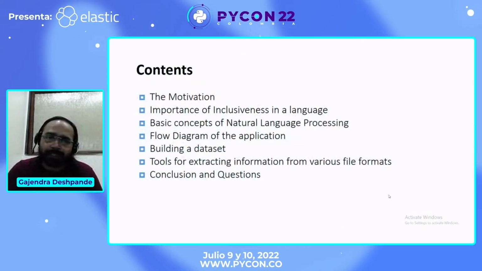Today, I'll be talking on inclusive language and writing using Python. In today's talk, we will discuss the motivation, how I started this project, concepts of inclusiveness in language in our life, then basic concepts of natural language processing because it's an NLP based project, then flow diagram of the application, then building a data set, then tools for extracting information from various file formats, then finally the conclusion and questions.